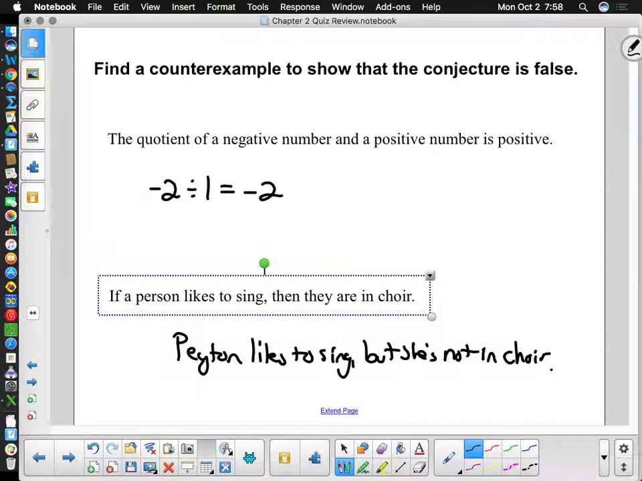And obviously you could insert whatever name you want there. My grandma likes to sing, but she's not in choir. Or my mom likes to sing and she's not in choir. Okay. Well, if that exact question comes up again, then you're in luck. Or you can just use it all the time.